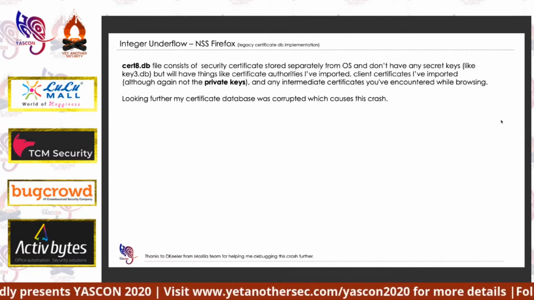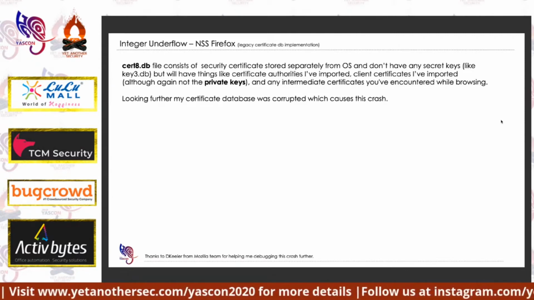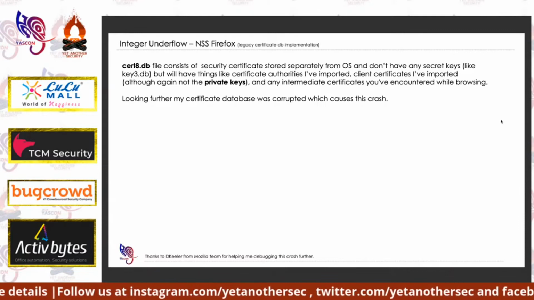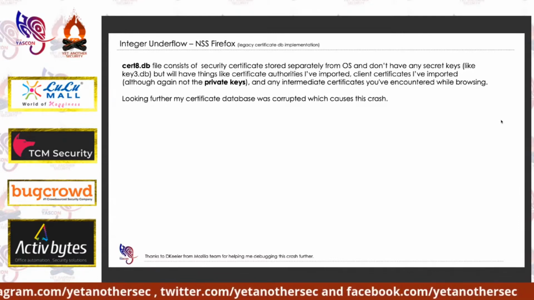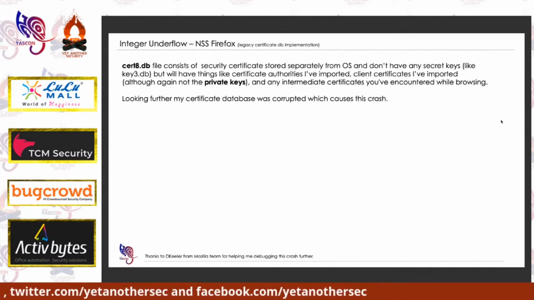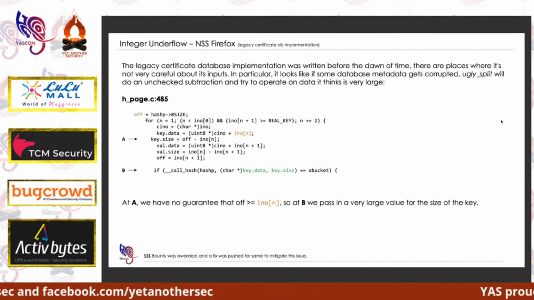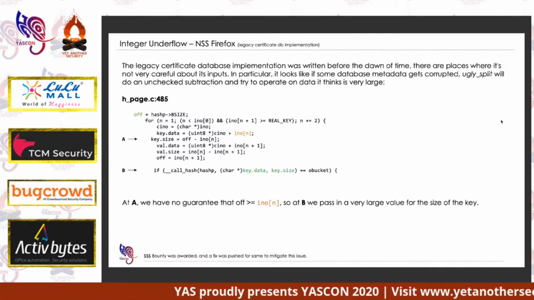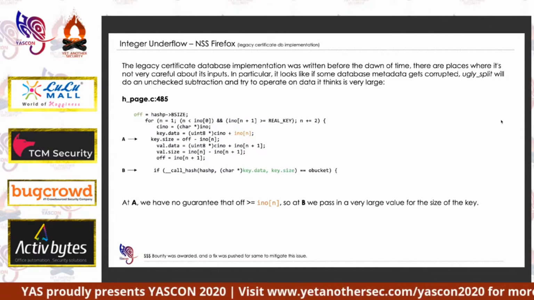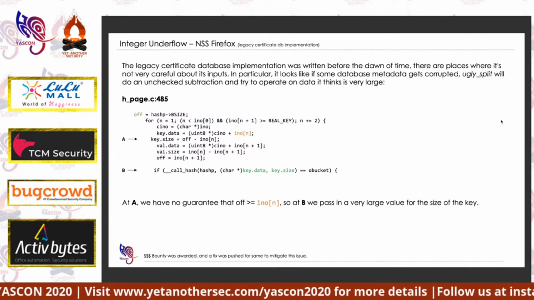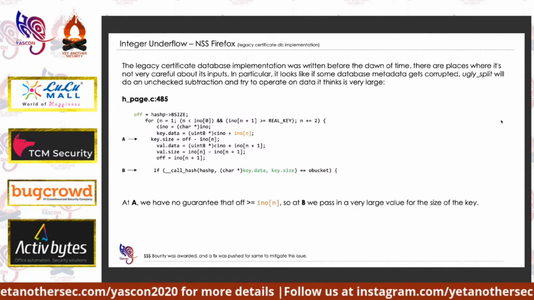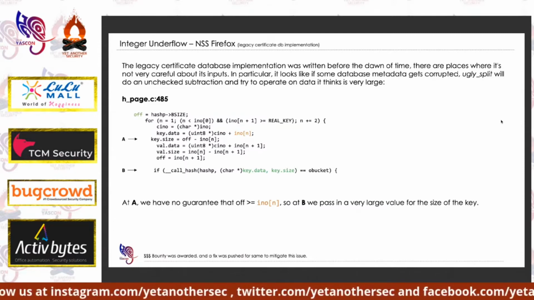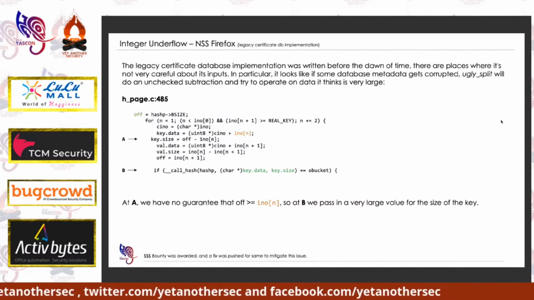So somehow it looks like my cert8.db file was corrupted, and whenever I added an exception for the bad SSL, my Firefox used to crash. So we at least got hold of what was being corrupted. Thanks to the Firefox team who helped me debug and analyze it further. The legacy certificate database implementation in Firefox was written a very, very long time back, and there are certain places and functions where they don't properly sanitize or validate the inputs coming from the user or from the application or anywhere else.